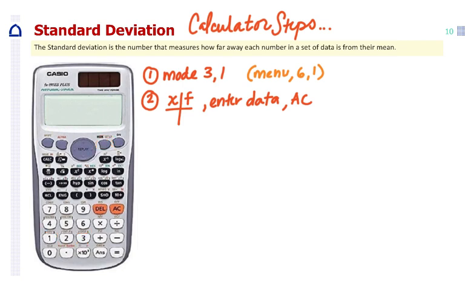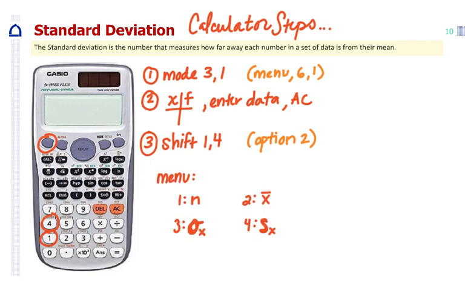Then you will press Shift 1, 4. If you have the white calculator, you'll press Option 2. But if you press Shift 1, 4 and you have this calculator, you should see a menu of options. So before we move on, let me describe what each of these options mean. N is just the number of items in the data set. X with the bar on top, we did in the last lesson. This is just the mean that we calculated. Now the menu options number 3 and 4, these are the ones we care about.